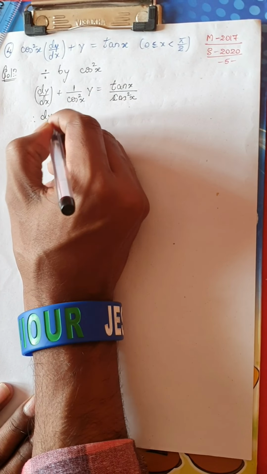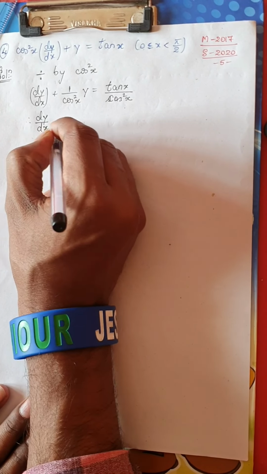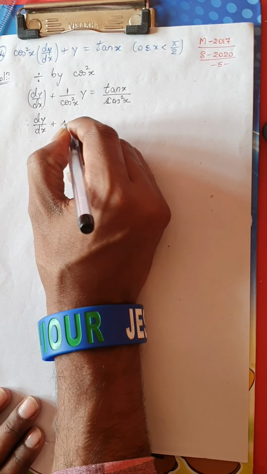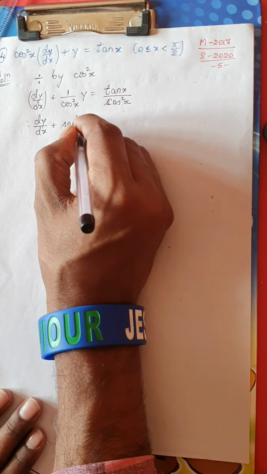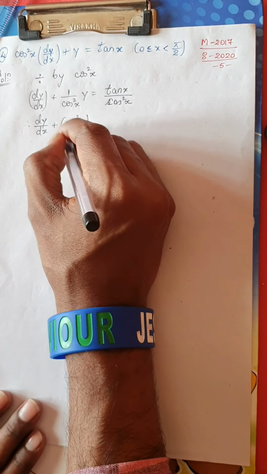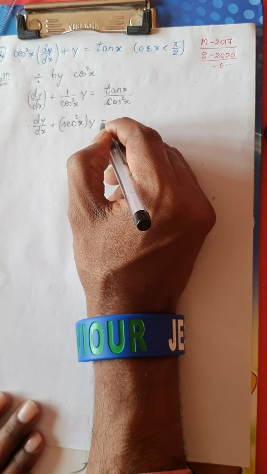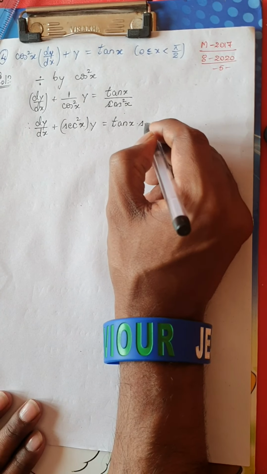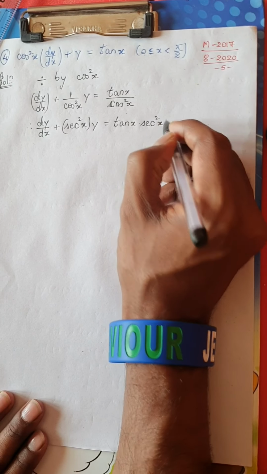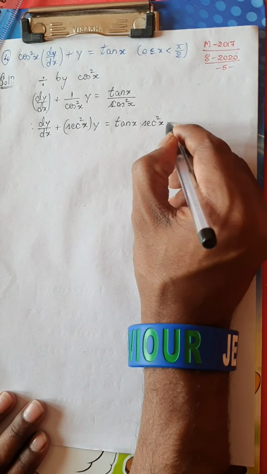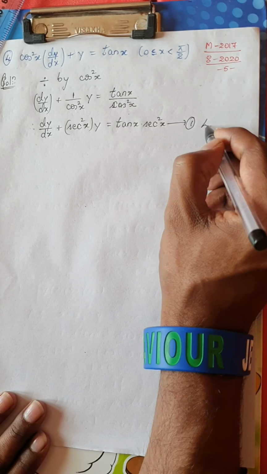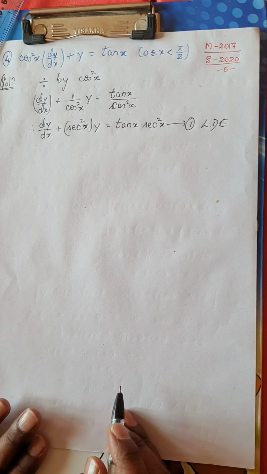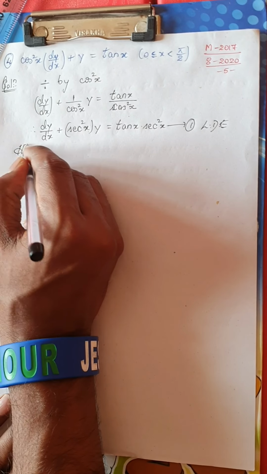Again, let us further simplify this and consider it as a linear differential equation. Therefore, dy by dx plus, now what is 1 by cos square? We know the reciprocal of cos is secant. So this can be written as secant square x into y is nothing but tan x into, similarly 1 by cos square can be written as secant square x. I will consider this equation as equation N1 and I'm going to write this as LDE, that means linear differential equation.